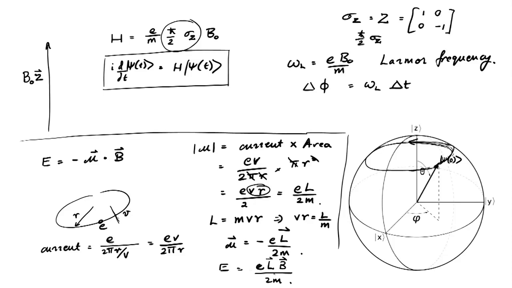Okay, so now you can compare this expression to our Hamiltonian up here, and you see you get E over m. L, which is the angular momentum, is just h bar over 2 sigma z in the z direction, and so we are taking that times the external field.